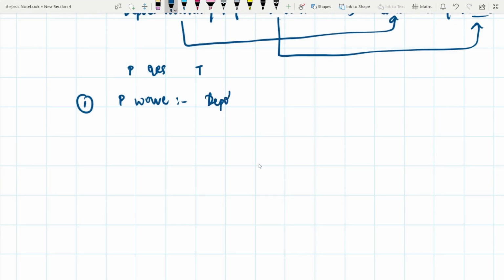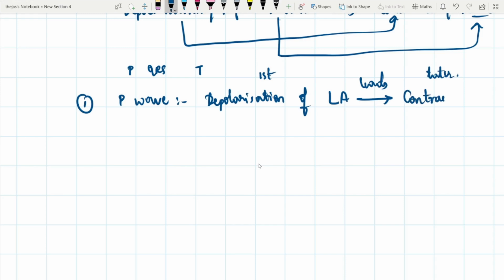Depolarization, repolarization of left atria. Okay, and this happens first, and then later what happens? Contraction of the left atrium. Okay, see this peak.